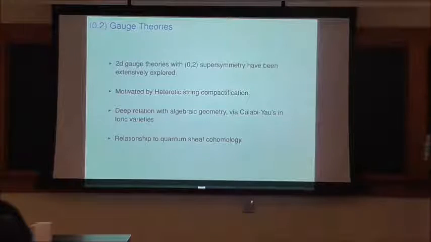But from the physics point of view, there's no obstruction to doing this for a lot of other spaces. It's a definition of the usual sheaf cohomology associated to the gauge bundle of your 0,2 theories. So we'll talk about that in the last part.